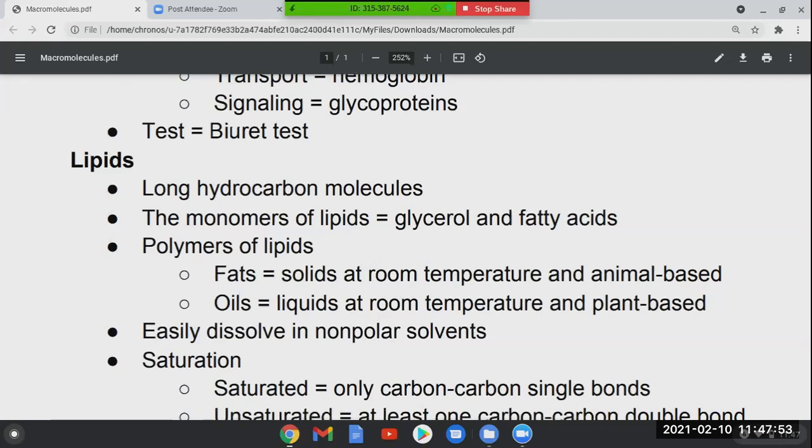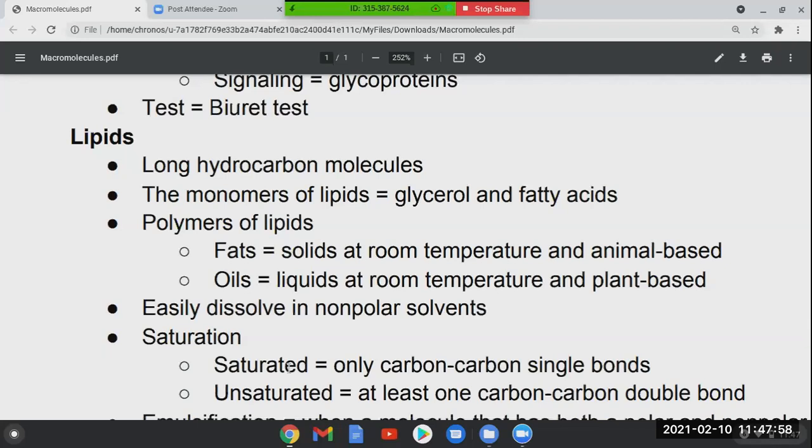The last group of macromolecules we need to see for today are the lipids. Lipids are long hydrocarbon molecules. When you say hydrocarbon, it means they have a lot of carbon and hydrogen, which makes them non-polar molecules. Because as you know, the polarity difference between hydrogen and carbon is almost 0.4 or less. So lipids tend to be non-polar.